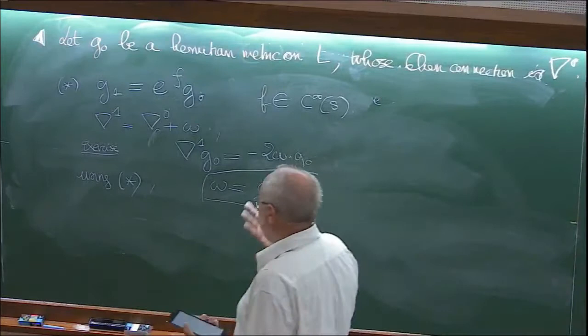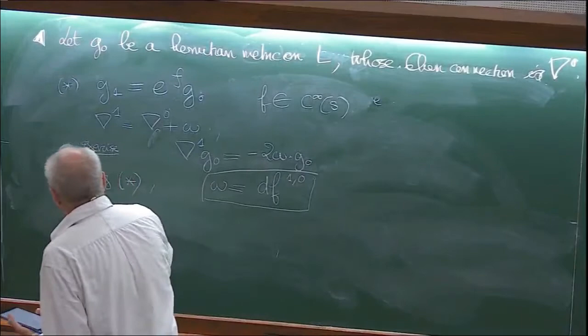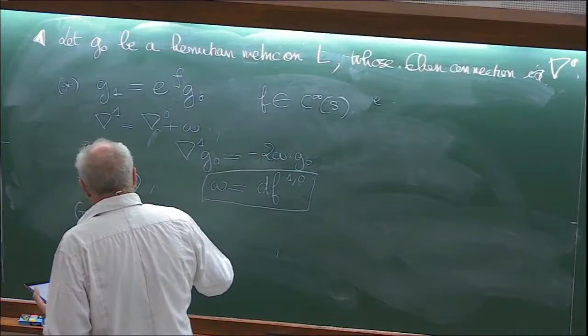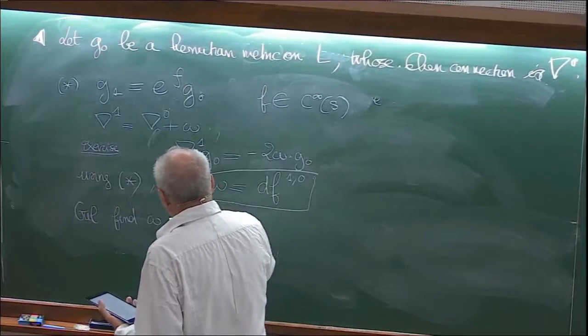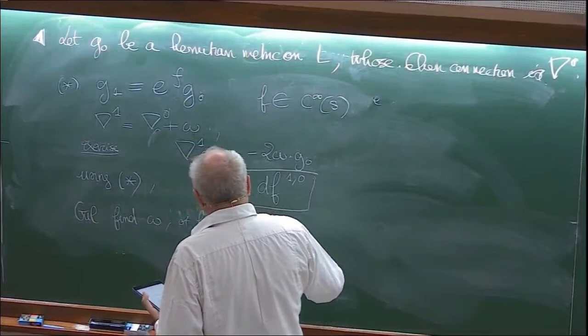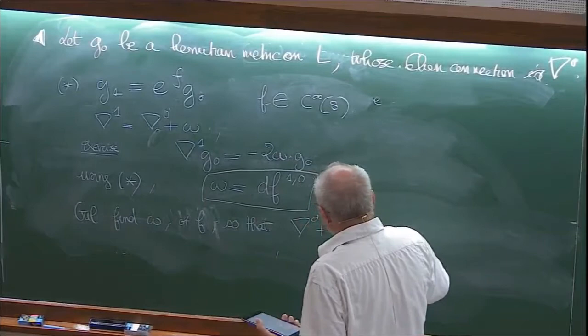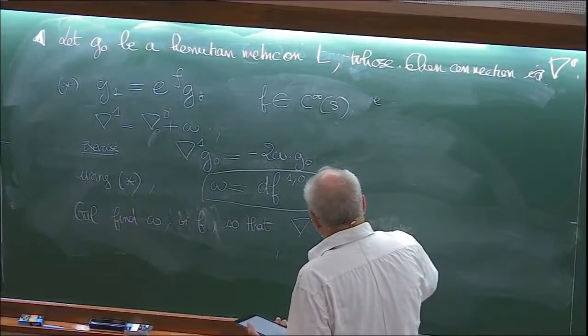So what do you want to do now? You want to have this object to be flat. So your goal is to find omega, or F, which is the same thing, so that nabla 0 plus omega is flat. Plus e^F, the 1-0 part of F, is flat.